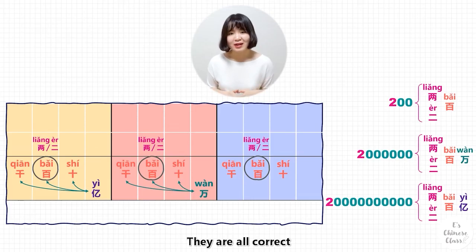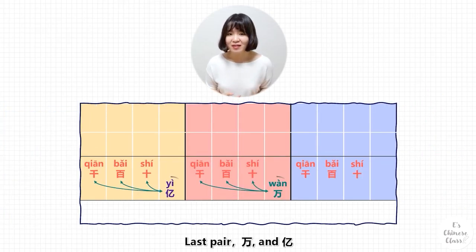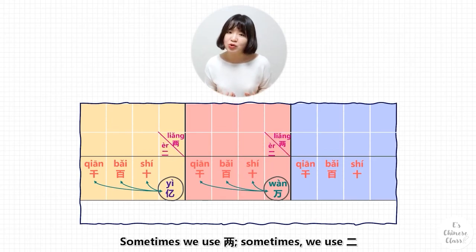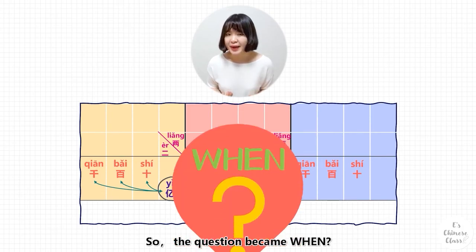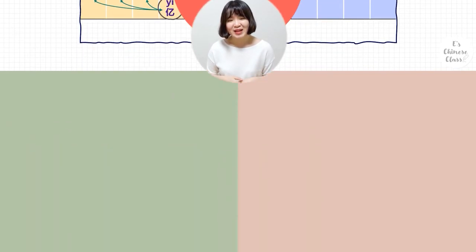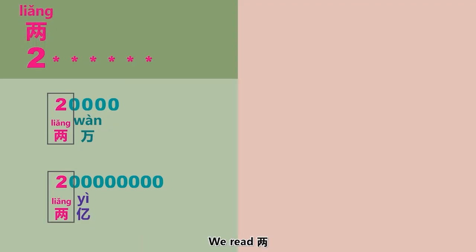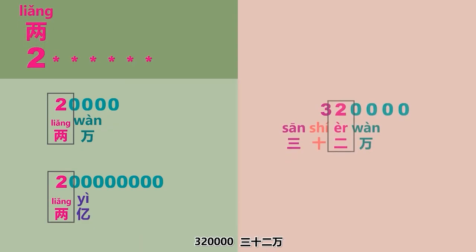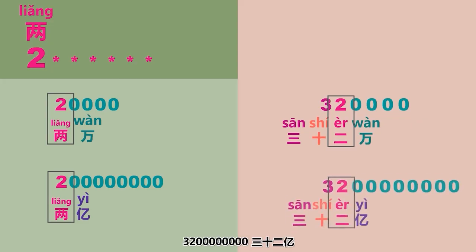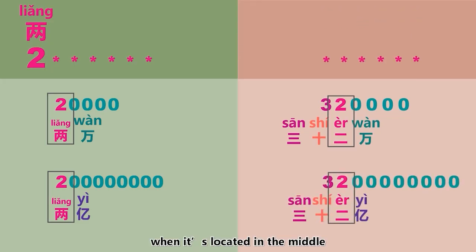They are all correct. Last pair, 万 and 亿. Sometimes we use 二, sometimes we use 两. So the question becomes when. 2万, 2亿. When it's located at the beginning of a number, we read 两. 32万, 32亿. When it's located in the middle, we read 二.